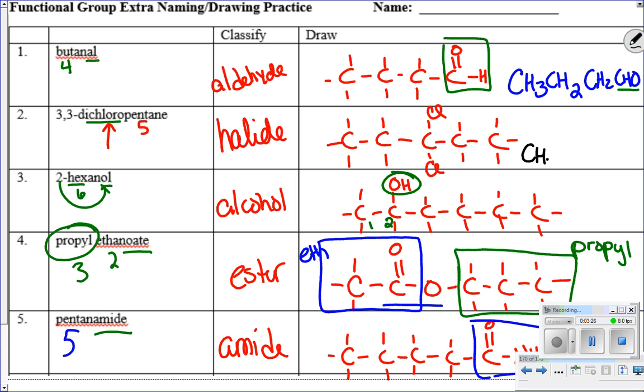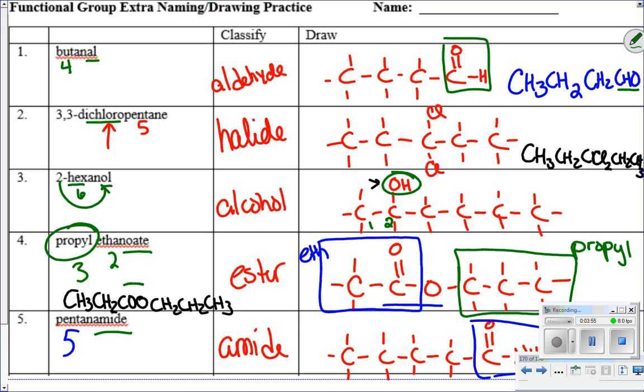This would be CH3, CH2, CCl2, CH2, CH3. Apologize for running out of room there. I'll go over hexanol. This OH group will be shown coming off of the molecule. For my propyl ethanoate, this would be CH3, CH2, COO, CH2, CH2, CH3.